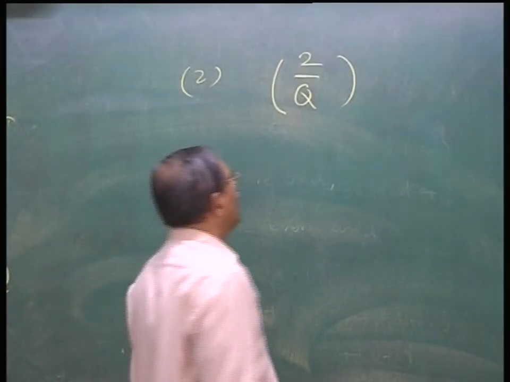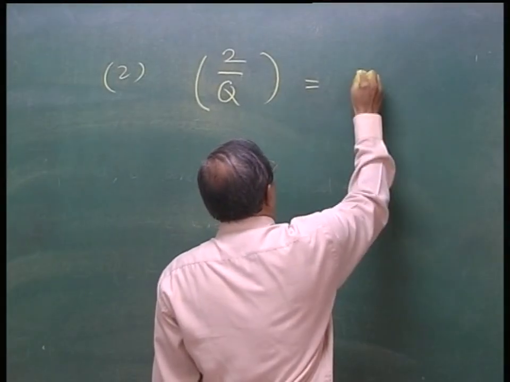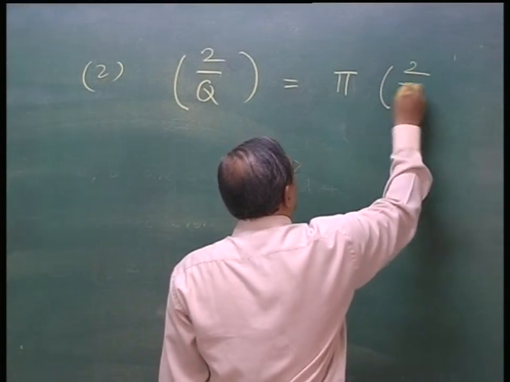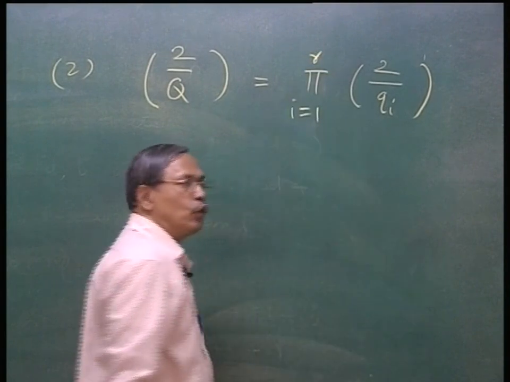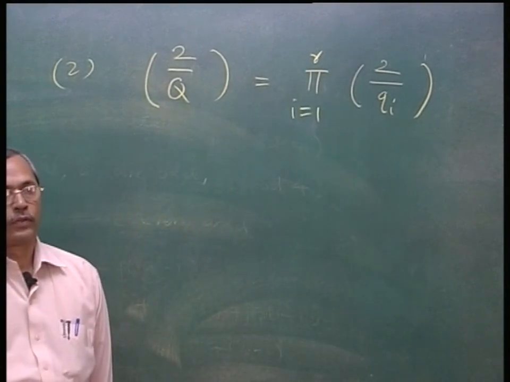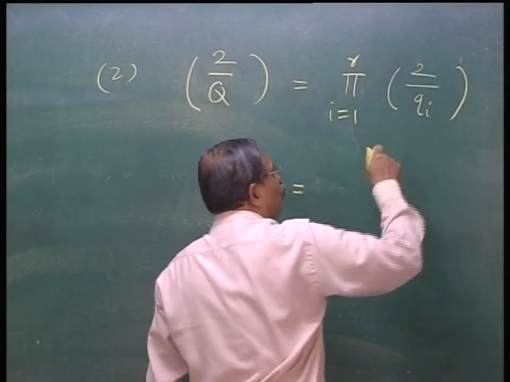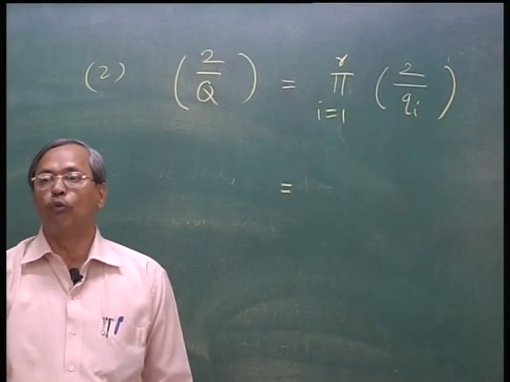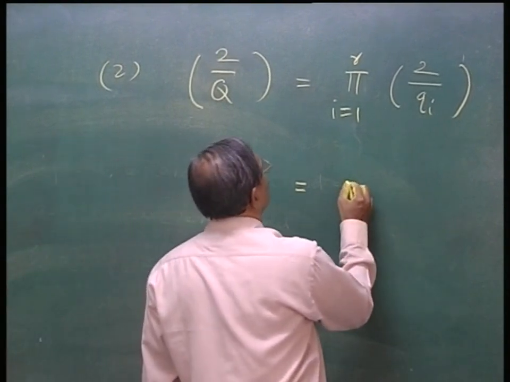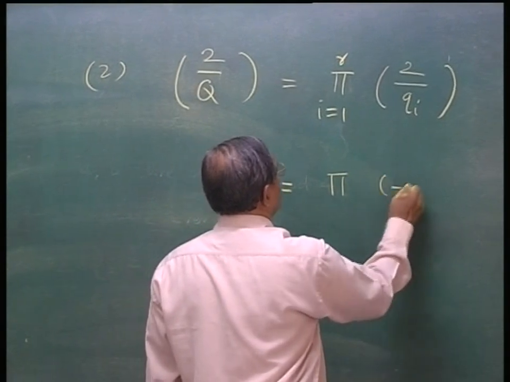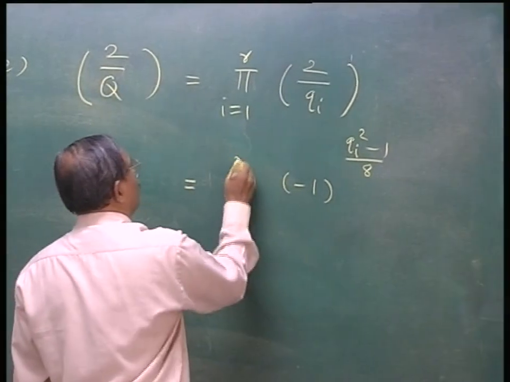What is (2/Q)? Again, by definition, it is the product of (2/Qi), i equal to 1 to r. That is the definition of the Jacobi symbol. But now we already know the value of (2/Qi) because that is the Legendre symbol. (2/Qi), Qi an odd prime, is minus 1 raised to (Qi square minus 1)/8. So it is the product of minus 1 raised to (Qi square minus 1)/8, the product being from i equal to 1 to r.